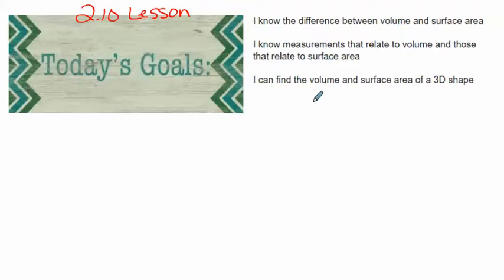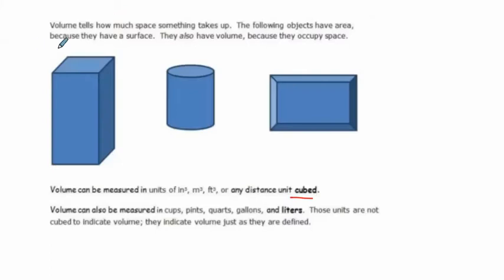And then we're also going to make sure that if I have one figure, you can figure out both the surface area and the volume of that figure. All right, so let's first just talk about volume. Volume is the amount of space that something takes up, or its capacity.